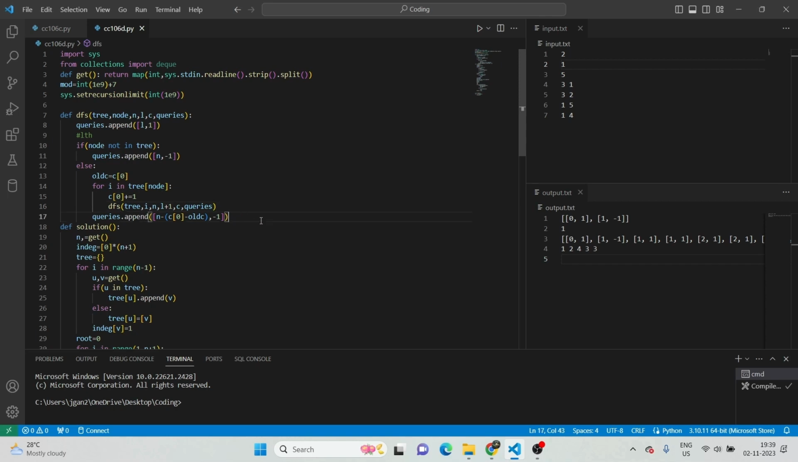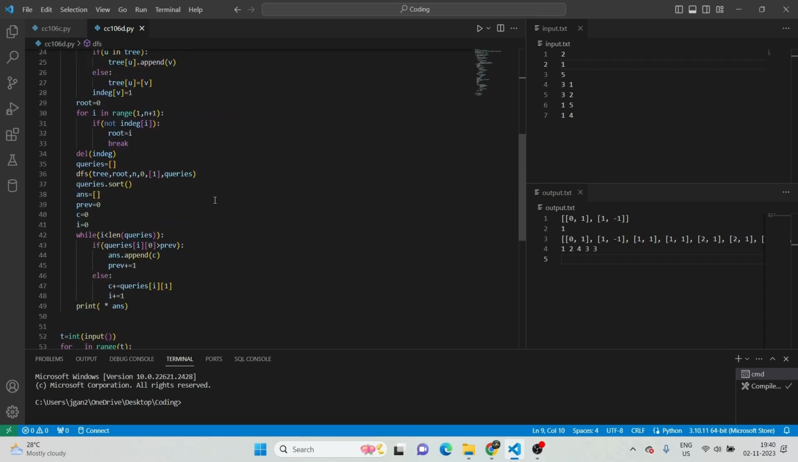And I'll explain what the query array does. Basically, we are saying L comma 1: from the level onwards, the vertex can occur, which is L. And we are appending n minus number of children comma minus 1. Why are we appending this? Because we are saying that after this the vertex cannot occur. After n minus number of children, the vertex cannot occur, and from L the vertex can occur. That's what the queries mean.